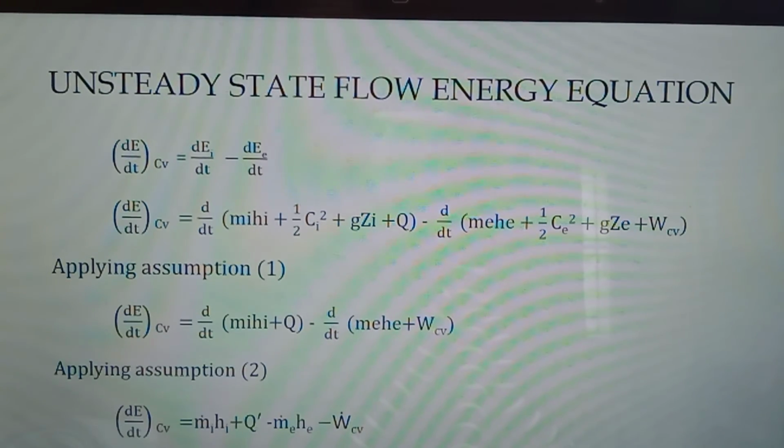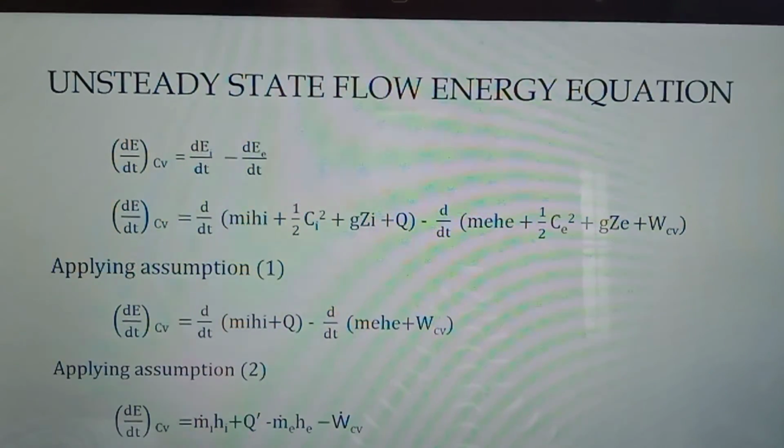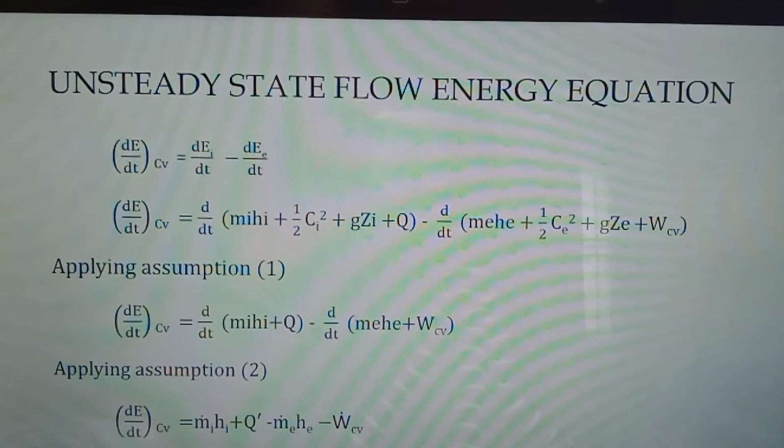So we will be applying two assumptions to this equation to get the final result. By applying the first assumption, that the change in kinetic energy and the potential energy is neglected, that is, by neglecting the kinetic energy term and the potential energy term in this equation, we will be getting the final result as dE by dt of the control volume is equal to d by dt of MiHi plus Q minus d by dt of MeHe plus Wcv.